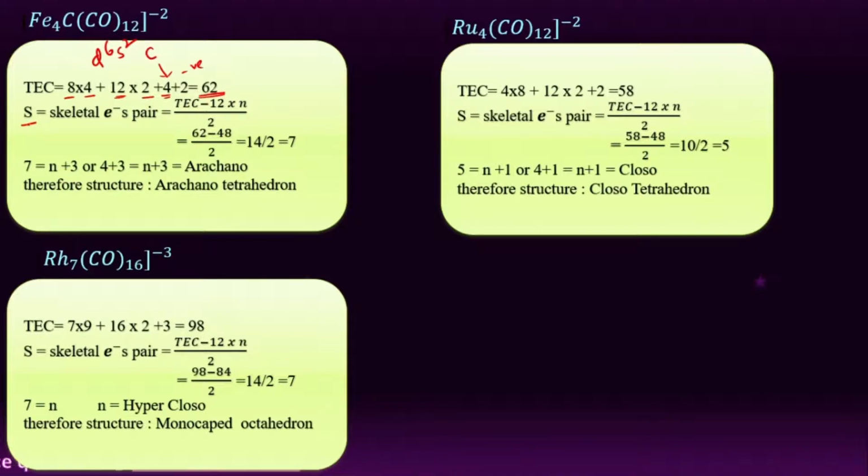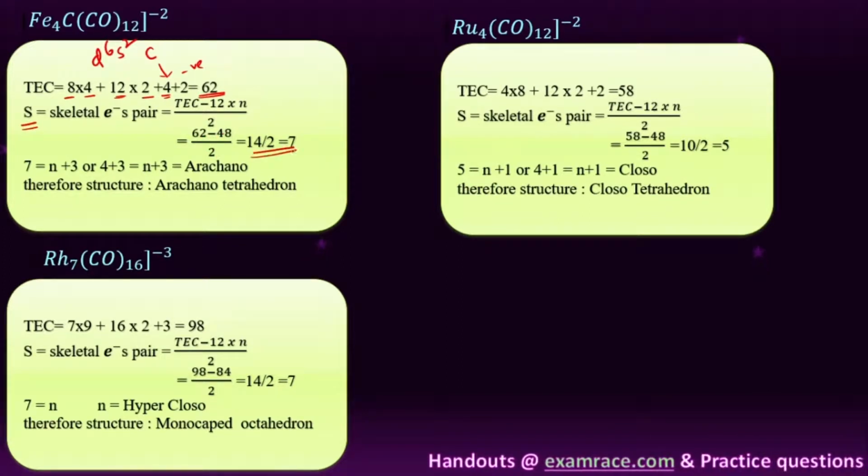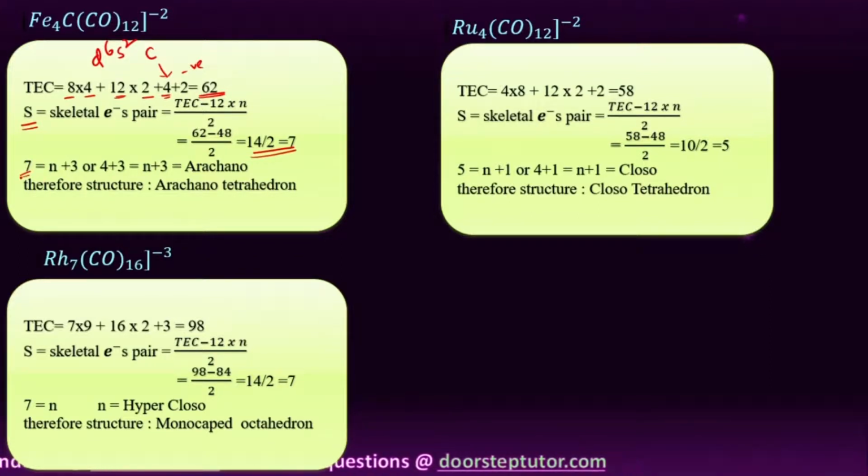Then we move to the skeletal electron pairs, which is equal to the total electron count minus 12 into n, divided by 2. That is 62 minus 48 by 2, that is 14 by 2, which is equal to 7, right? Here you can see, students, the skeletal electron pairs S satisfies n plus 3, that means 4 plus 3. So the structure is an arachno structure. Therefore, the structure is arachno structure.